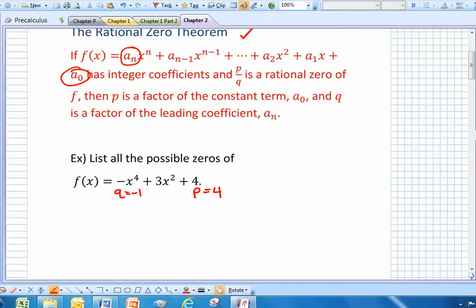Now, to make a list, I'm going to list all the factors of the p term. Well, all the factors of 4 are plus or minus 1, 2, and 4. Because remember, 1 and -1 are both factors of 4. 2 and -2 are both factors of 4. 4 and -4 are both factors of 4. So don't just put 1, 2, and 4. You've got to put plus or minus because the positive and negative numbers are factors. Of q, it's just plus or minus 1 because 1 is the only factor of -1 as well as -1.